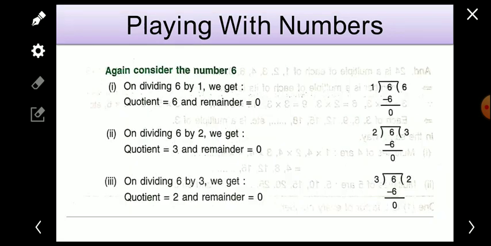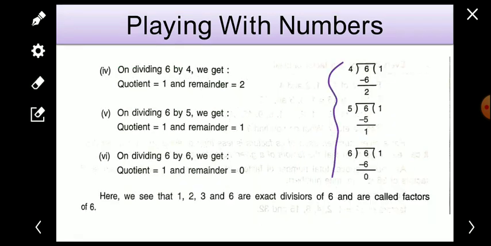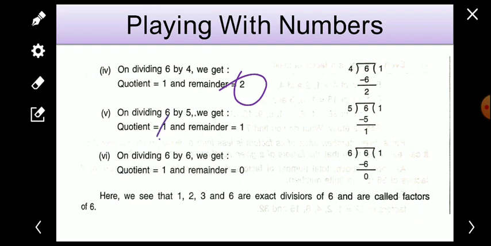Again consider the number 6. On dividing 6 by 1, we get quotient 6 and remainder 0. If we divide 6 by 2, we get quotient 3 and remainder 0. When 6 is divided by 3, we get quotient 2 and remainder 0. If we divide 6 by 4, then quotient 1 and remainder 2. If 6 is divided by 5, then quotient is 1 and remainder is 1. If it is divided by 6, then quotient 1 and remainder 0.